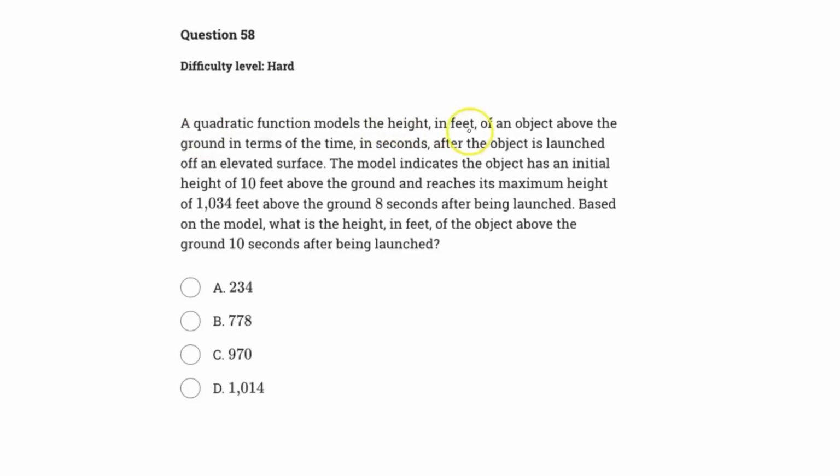A quadratic function models the height in feet of an object above the ground in terms of time in seconds after the object is launched off an elevated surface. The model indicates the object has an initial height 10 feet off the ground and reaches its maximum height 1,034 feet above the ground 8 seconds after being launched. Based on the model, what is the height in feet of the object above the ground 10 seconds after being launched?